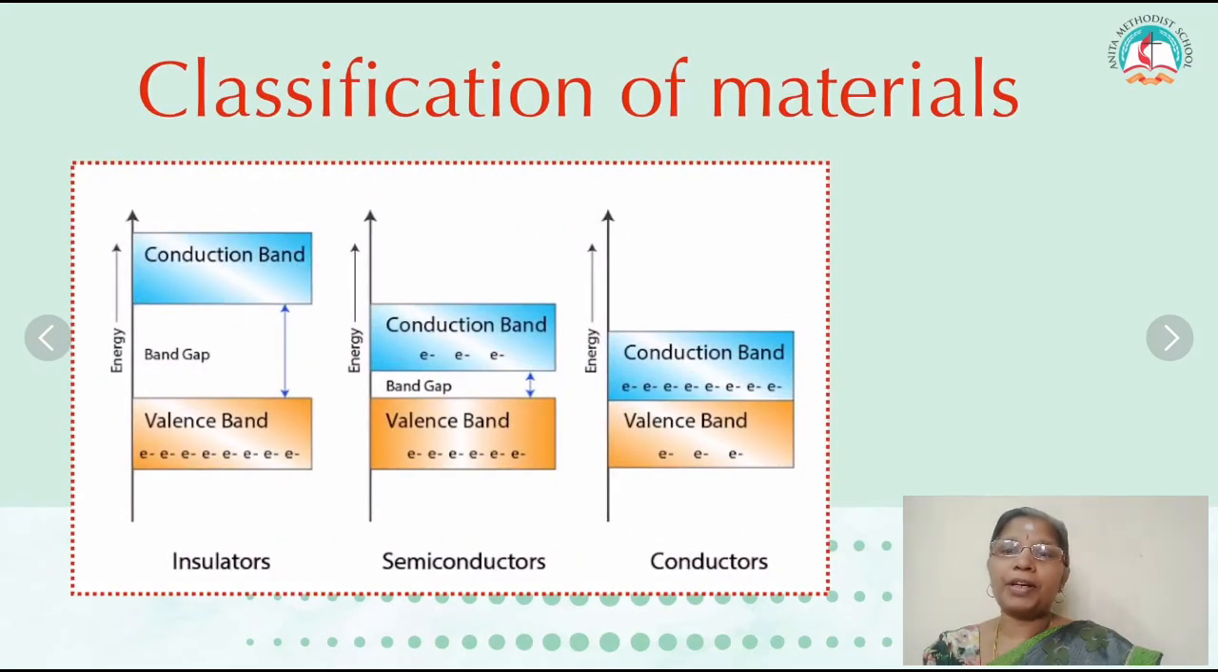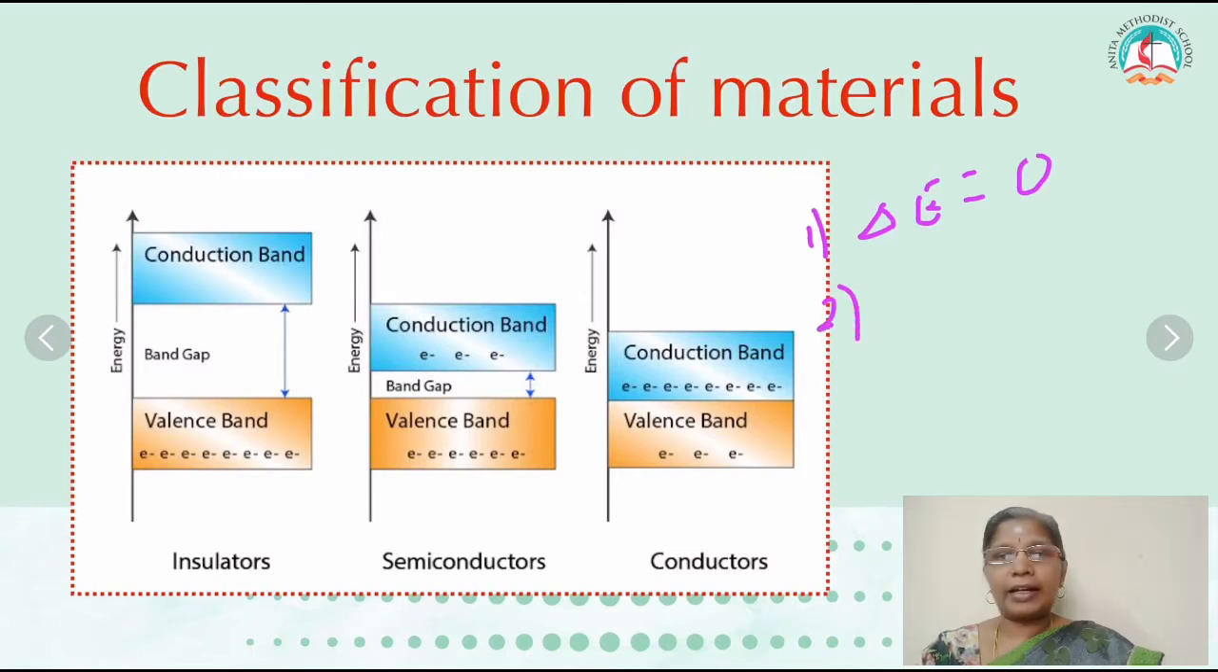With the help of the forbidden energy gap, the materials are divided into three. The first one is conductors. Next is semiconductors. And the last one is insulators. What are conductors? The valence band and the conduction band both are overlapping here. The forbidden energy gap value is equal to 0 for conductors.